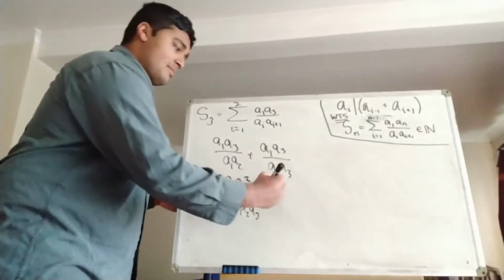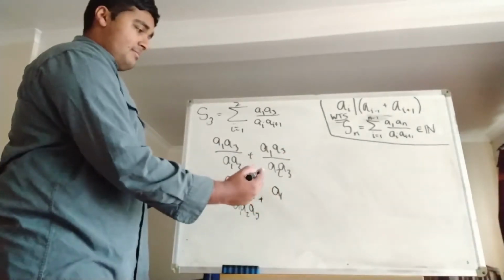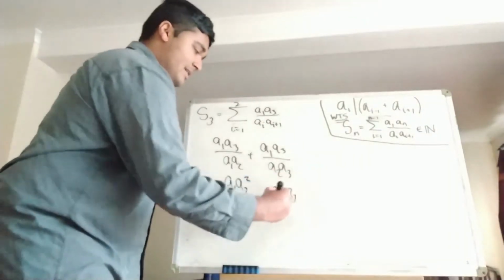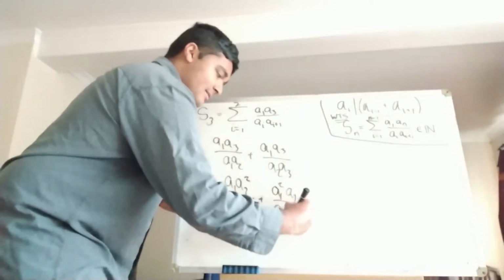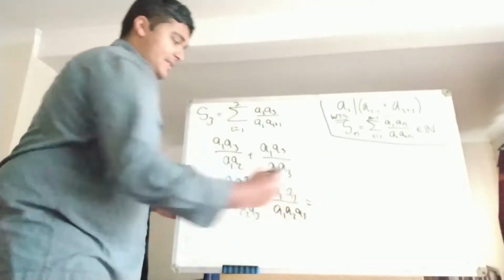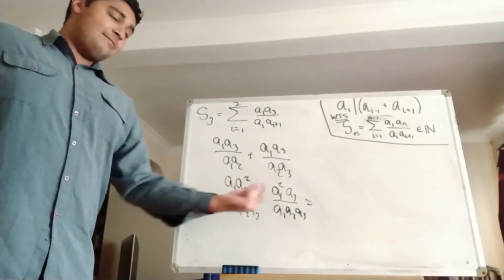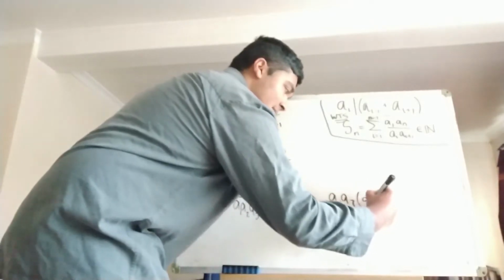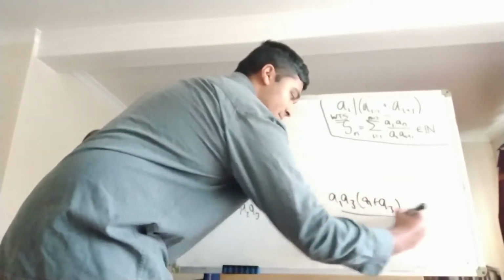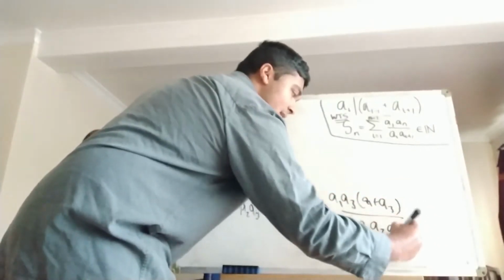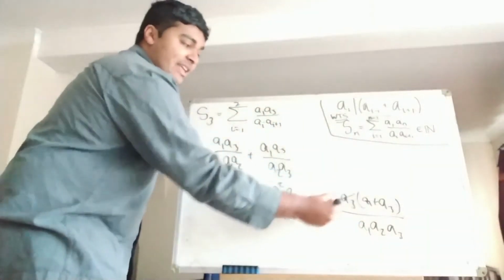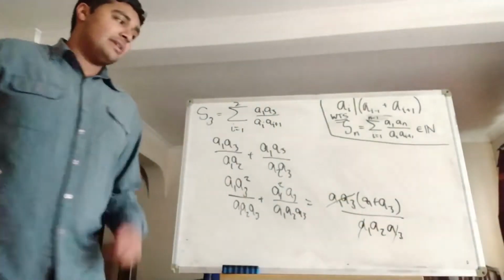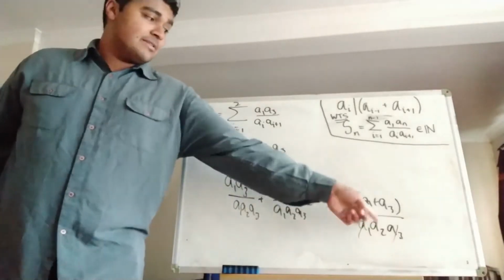And the second term becomes a1 squared times a3, all over a1 a2 a3. But now, bringing everything together, if we bring the tops together and factor out an a1 a3, we get a1 a3 times a1 plus a3, divided by a1 a2 a3. Clearly the a1 a3 is going to cancel with the a1 and the a3, and all we're left with is a1 plus a3 divided by a2.